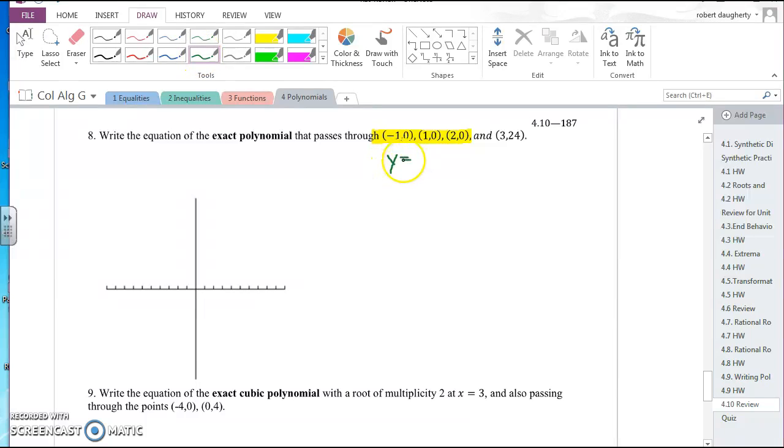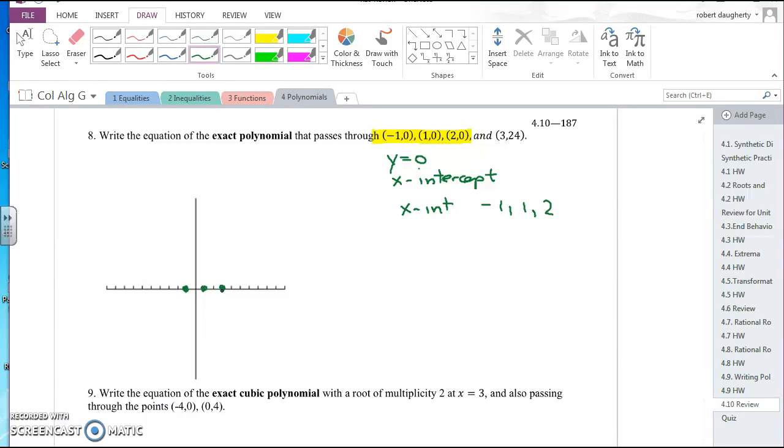If y is equal to 0, that's what we call the x-intercept. The x-intercept is what you get when y is equal to 0. So I know that I've got x-intercepts at -1, 1, and 2. So that means that if I were to look at a graph of this guy, so at -1, 1, and 2, those are my x-intercepts.